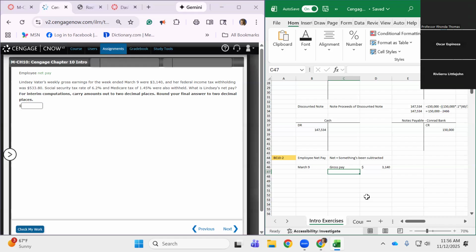So what is the net pay for Lindsay? What we're going to do is subtract the federal income tax. We're going to figure out our calculations first, and then we will subtract.